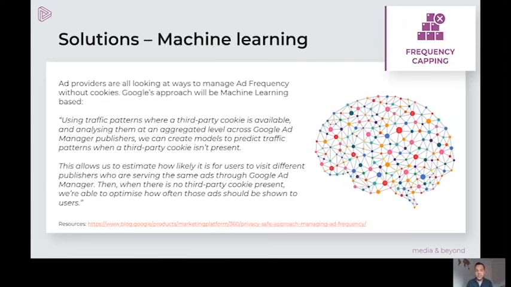So again, it's using that modeling, it's using that machine learning to understand where we can track all the information and apply it to where we can't track the information, and make sure that we do the same thing.